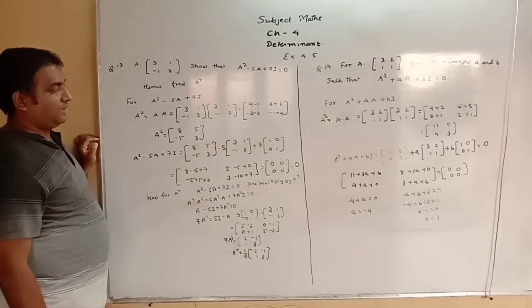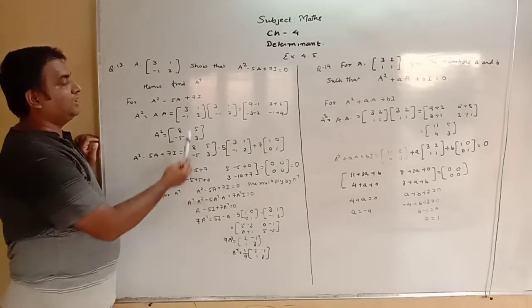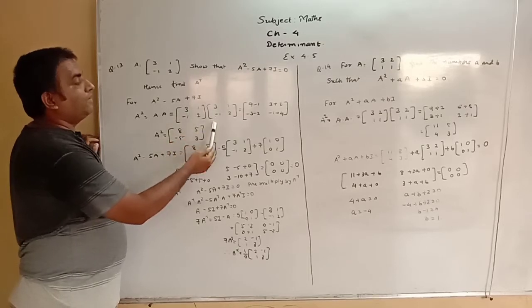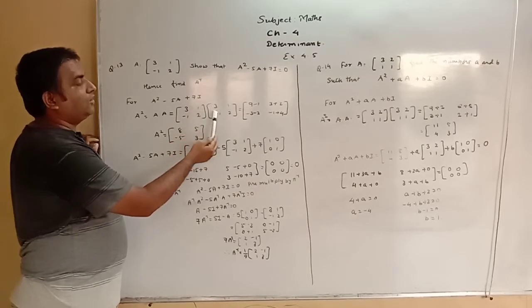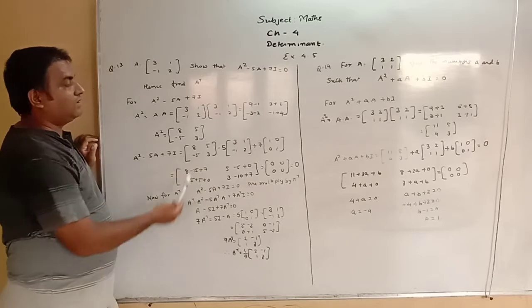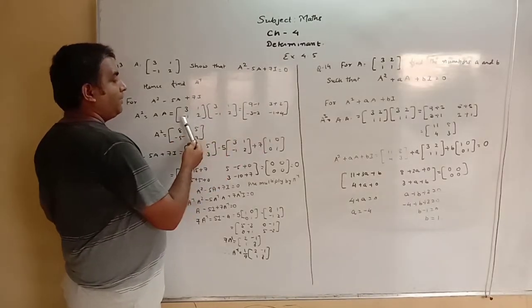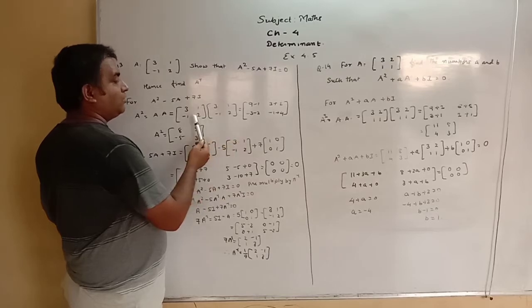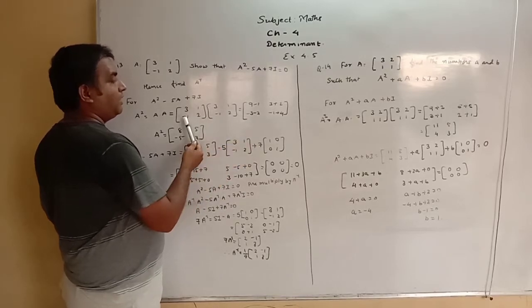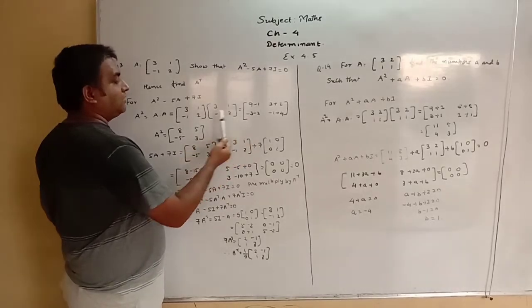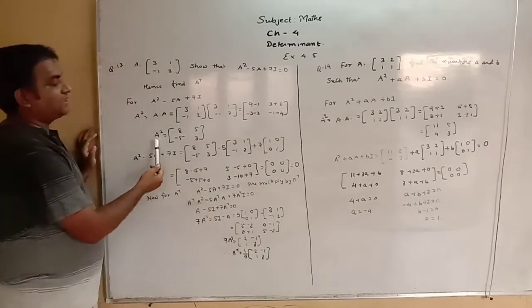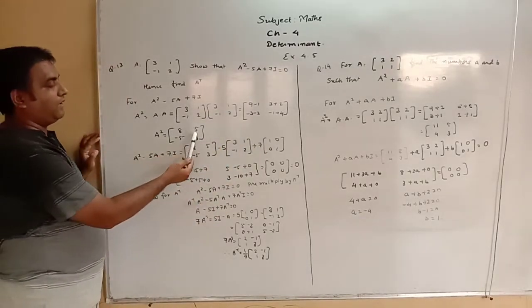So we know that matrix multiplication means row multiply with the column. So 3 times 3 is 9, 1 into minus 1 is minus 1, 9 minus 1; 3 times 1 is 3, 1 times 2 is 2, so 3 plus 2; minus 1 into 3 is minus 3, 2 into minus 1 is minus 2; minus 1 into 1 is minus 1, 2 into 2 is 4. So A square we get [8 5; -5 3].